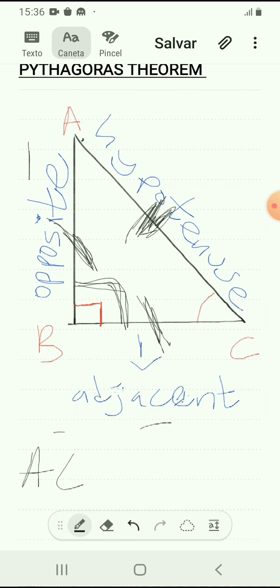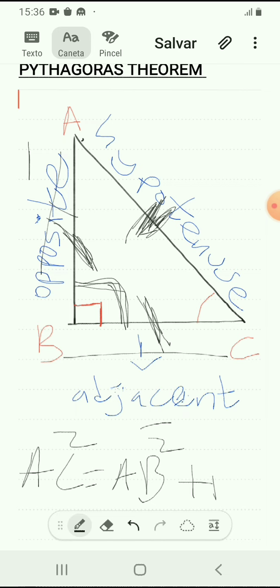AC squared is equal to, this is AB, right? AB squared plus, and we have BC here, BC squared. So this is a simple way of remembering the Pythagoras theorem.